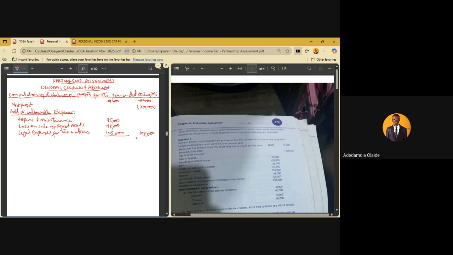So in the absence of any other thing, this will give us what should be our adjusted profit, and at the same time our assessable profit, because they don't have loss. Any other thing? And that will give us how much? That is 1,398,000.